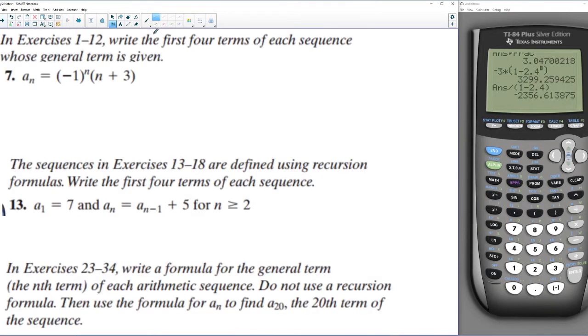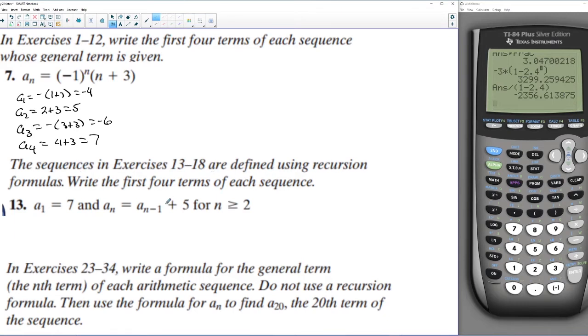In exercises 1 through 12, write the first 4 terms of each sequence whose general term is given. A sub 1 is, well, negative 1 to the first is negative, so this is going to be negative 1 plus 3, so negative 4. A sub 2, well, negative 1 squared is positive, so this is just 2 plus 3. That's 5. A sub 3, negative 1 to the third is negative, 3 plus 3, and that's negative 6. A sub 4 is equal to, well, negative 1 to the fourth is positive, so that's 4 plus 3, and that is 7.